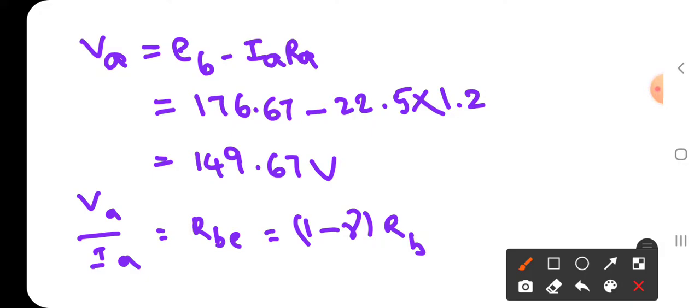Yeah, it is RB, not RA. Just take this as the RB. So hence, what is this value? VA you know, IA you know, RB you know. Just you need to find out the value of gamma. Substitute all the values here.